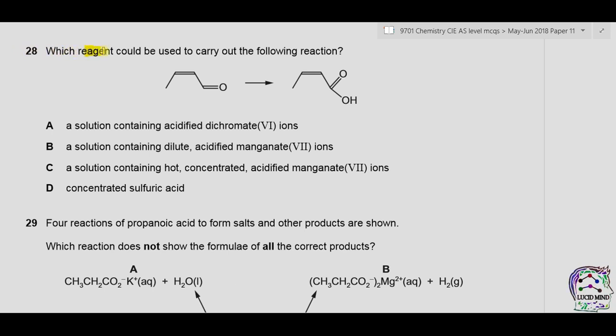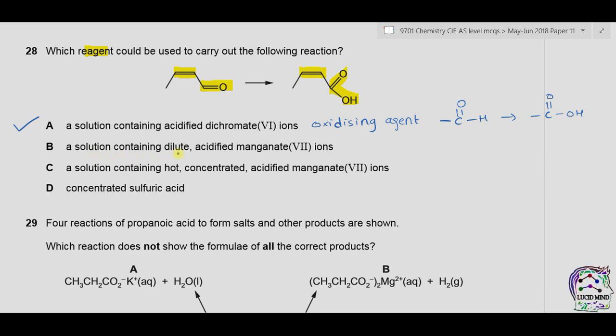Question 28. Which reagent could be used to carry out the following reaction? Now in this reaction we have an alkene functional group, which is unchanged, and an aldehyde functional group is changed into carboxylic acid. A, a solution containing acidified dichromate ions. Now dichromate(VI) ions behave as an oxidizing agent, and it can convert aldehyde into carboxylic acid. It does not oxidize the alkene functional group, so A could be the correct option.